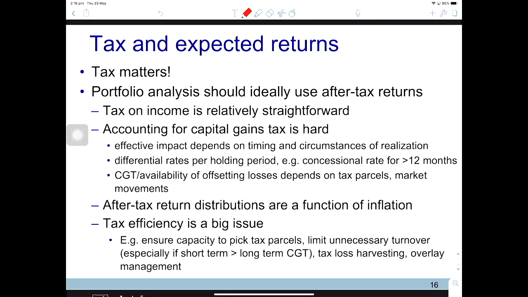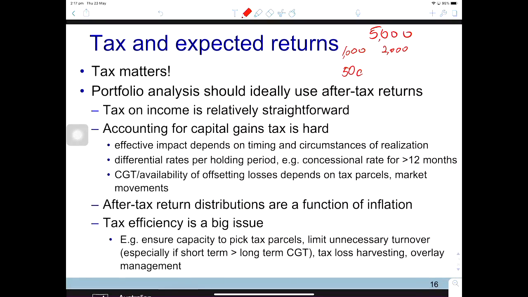But what about stocks? For instance, within my portfolio, I have 5,000 shares of Woolies. 1,000 of them were purchased a very long time ago at 50 cents. 2,000 shares were purchased at $1. And 2,000 shares were purchased some while ago when the share price was $3. And right now, the share price is $2.50.